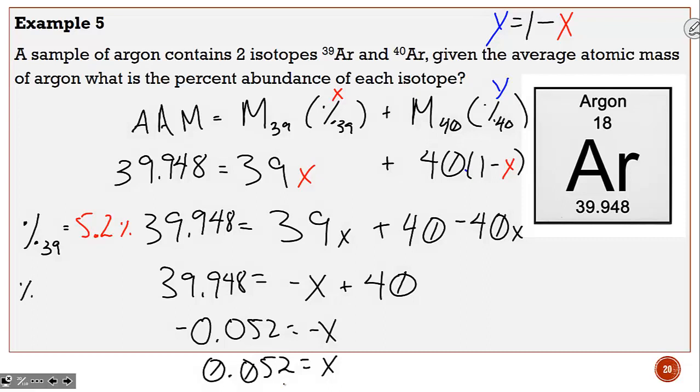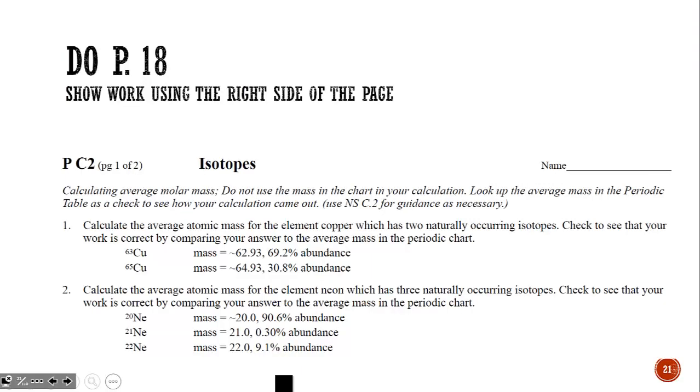By subtraction, the percent that's 40 would be 100 minus x. So the percent 40 would be 94.8%. With that being said, you're able to do page 18 in your packet. Please pause the video, do page 18. For any problem in which a mass is given, please use the given mass. Do not use the rounded average. Do not use the rounded atomic masses that you see in isotope notation. Please use the decimal points in the problem.